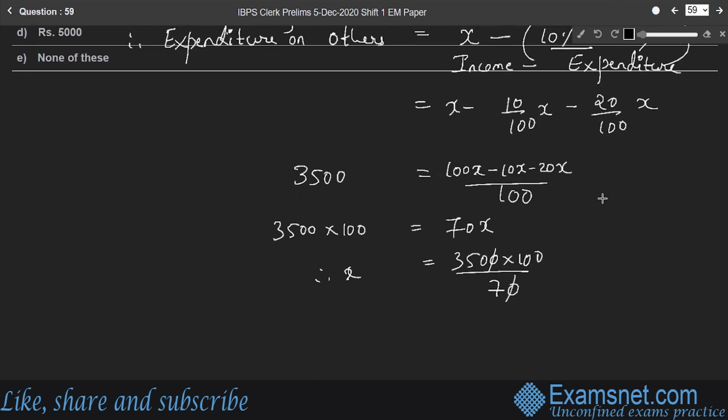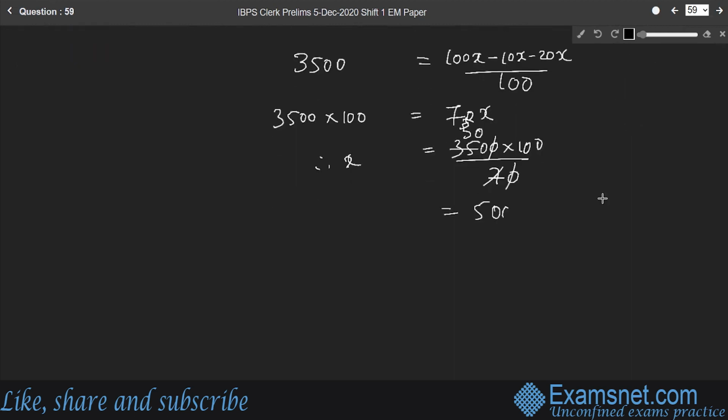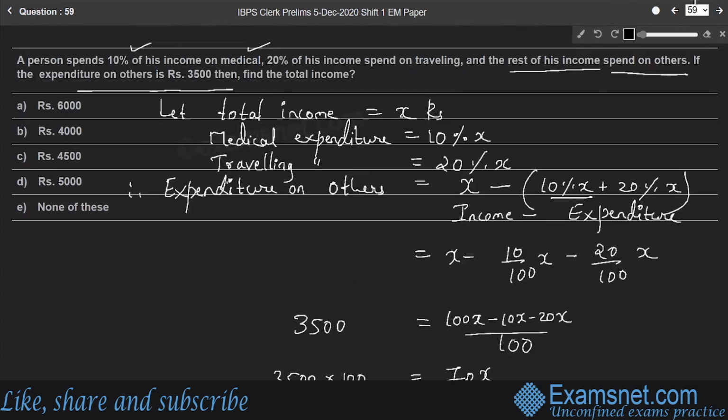So we can cancel 0 and 0. So 7 into 50 is 350. 50 into 100 is 5,000. So what is x here? We have assumed the total income of the person is x rupees. Therefore, it is 5,000 rupees. Hence, option D. Therefore, the total income of that person is 5,000 rupees. Okay.